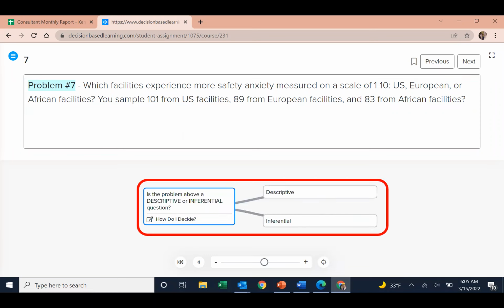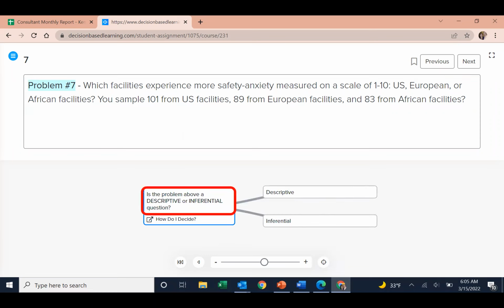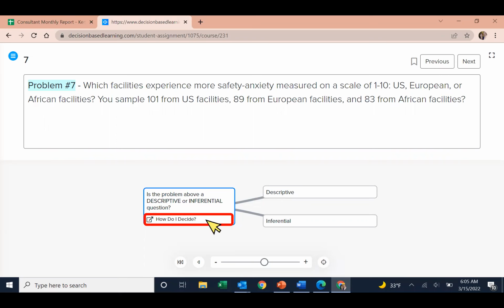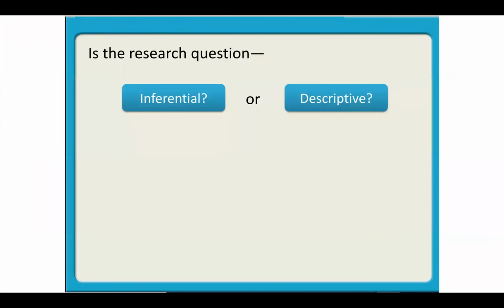Then present the learners with a first decision point, which generally consists of a question or action. This question reads, is the problem above a descriptive or inferential problem? With two options, descriptive or inferential. To teach them how to answer this question, you can show them brief instruction by clicking on How do I decide? The students will be taken to a page with brief instruction designed to help them make an informed decision at the first decision point.